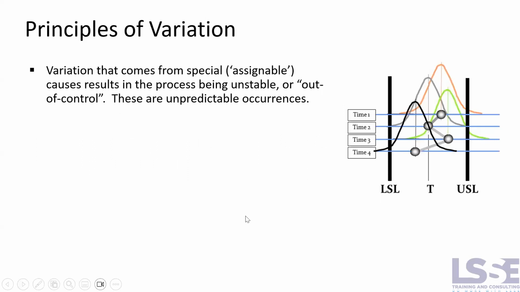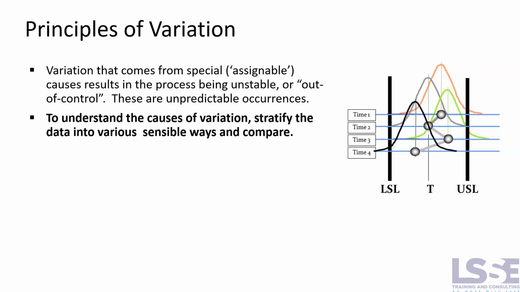However, there could be also variation that comes from special or assignable causes, okay, which can make your process become unstable or out of control. And these are unpredictable occurrences. Okay? So you probably would have to look at your process, and if you see that there is something that makes it quite out of the ordinary, then it could be due to a special or an assignable cause.